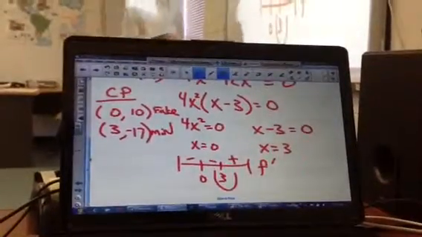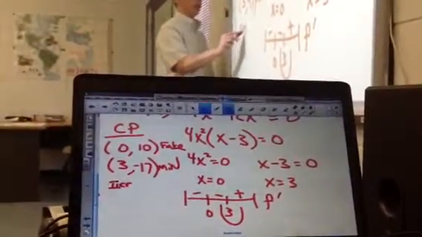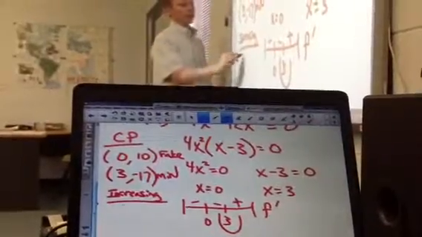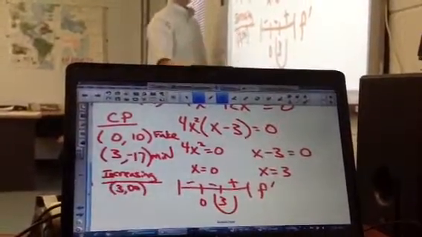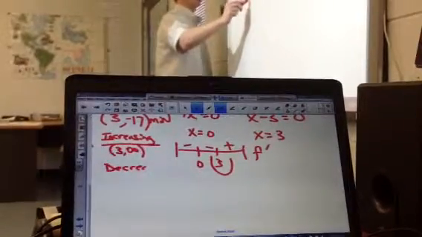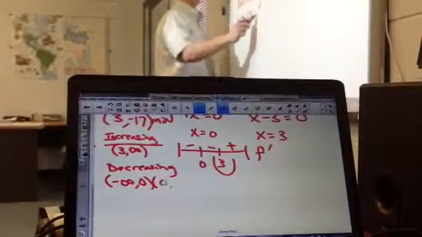So here's what we know so far. Oh, and it also asks us to list where we're increasing and decreasing. So let me do that. Increasing. We're increasing wherever the slope is positive, so from 3 to infinity. We're decreasing whenever the slope is negative. So from negative infinity to 0, and from 0 to 3.